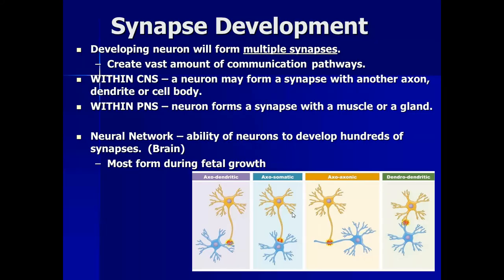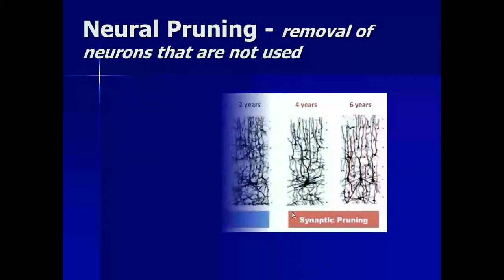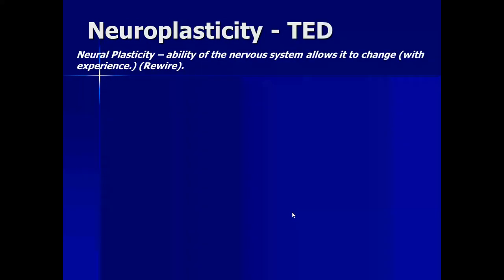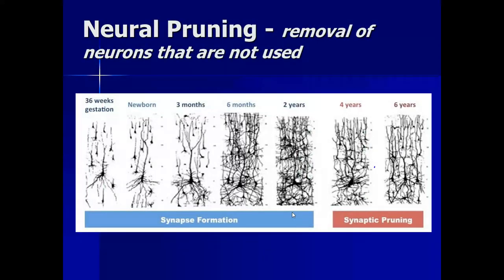So if we go on to the concept of neural pruning. During embryonic development and during postnatal development, neurons are going to form multiple synapses to maximize the available connections. Now, this is a diagram that's often used on a test, on an IB test, if you're going to have one, or a test.